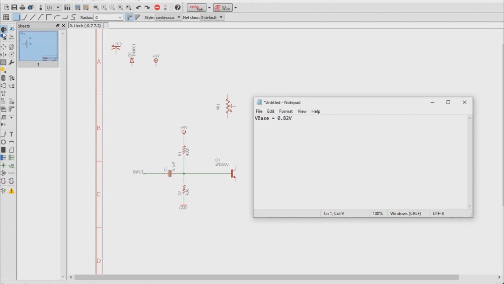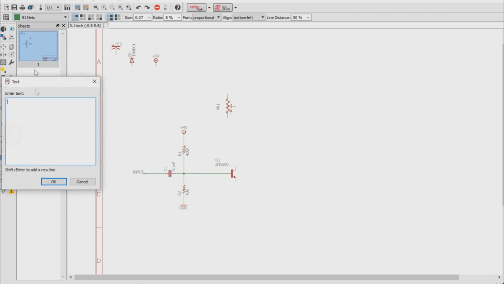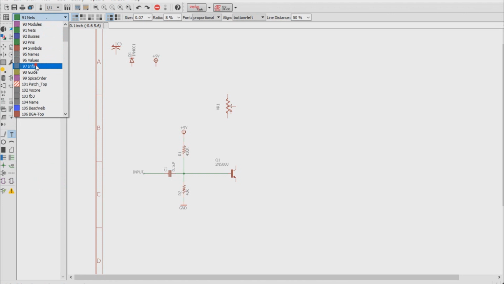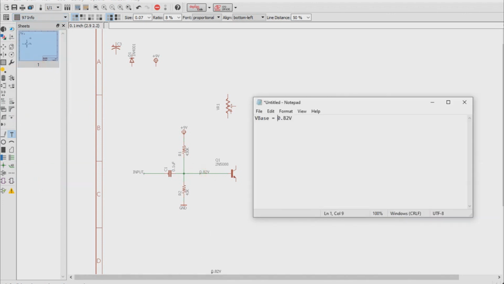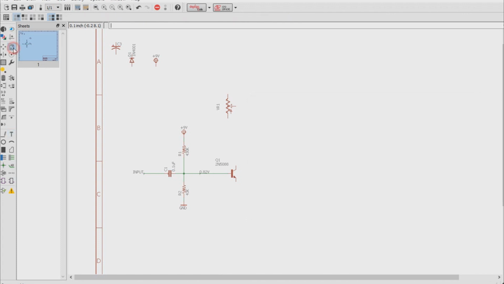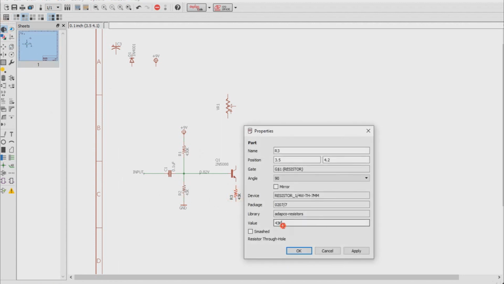So that means right here, let's do a little note, 0.82 volts. And info. So we know right there, that's what we got. Cool. Now we need to figure out what the voltage at the emitter is. So let's put in some resistors here to round out that LPB-1 cloning.